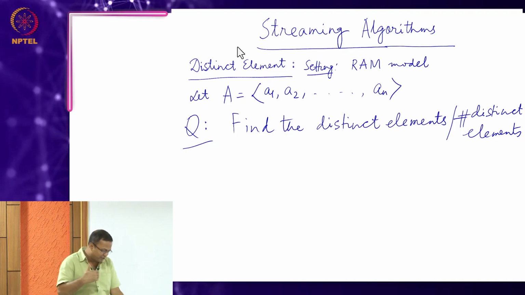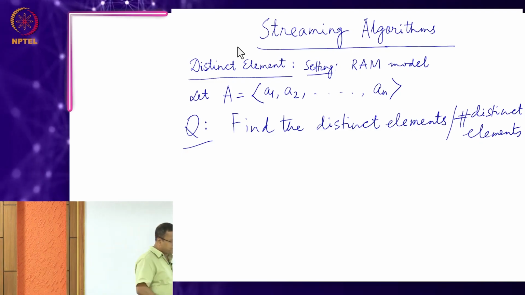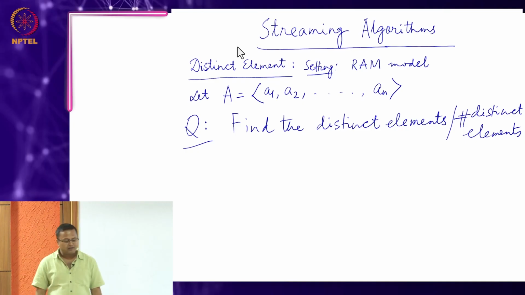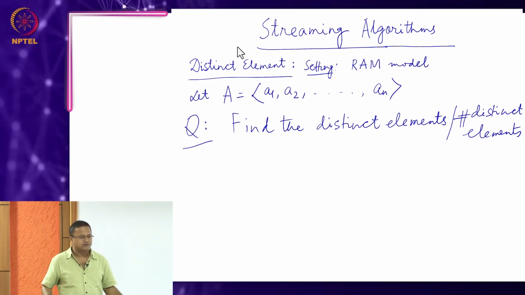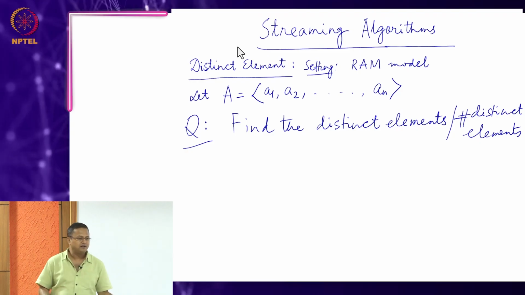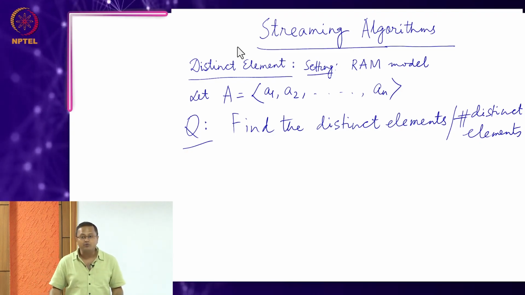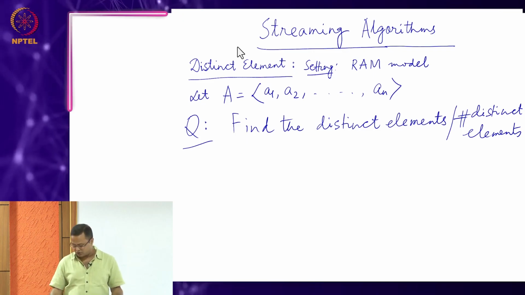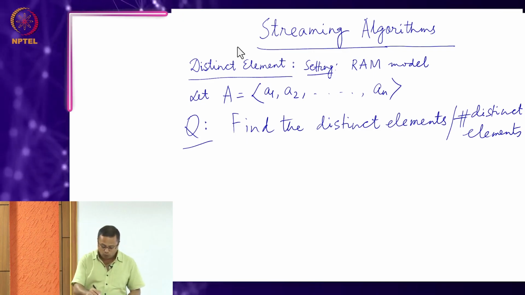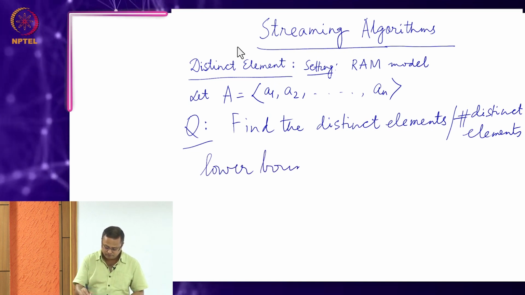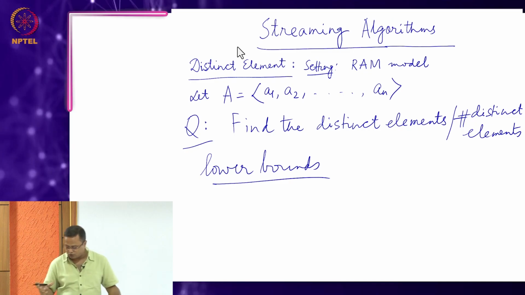Now see, this area of algorithms would always talk of efficiency, of doing better, still better, still better. But is there a limit beyond which you cannot get better? That is the notion of lower bounds, which we will also do.